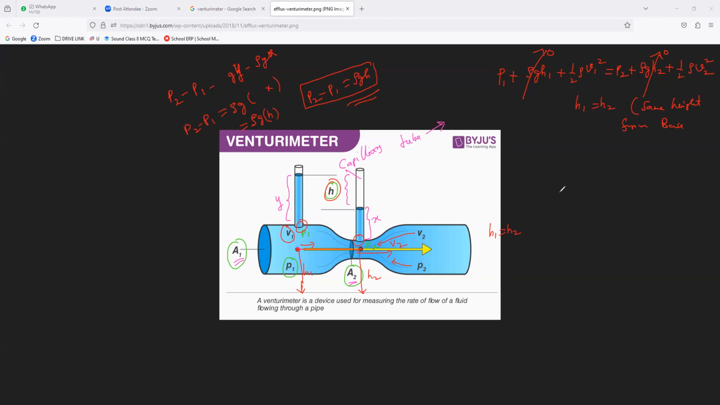Let me take it now. What is remaining? P1 plus half rho V1 squared is equal to P2 plus half rho V2 squared. Now, all of you observe very carefully. This one I'll write as P2 minus P1.